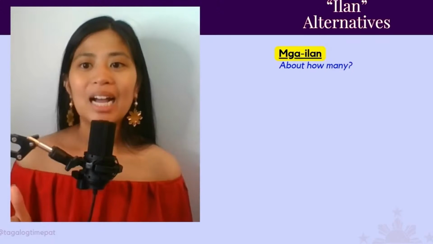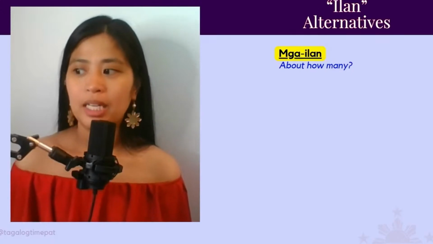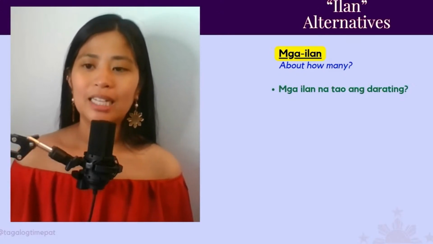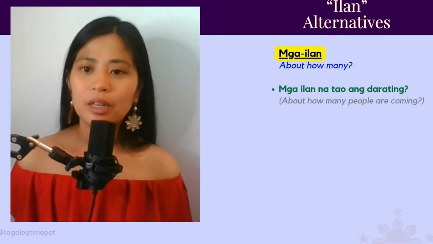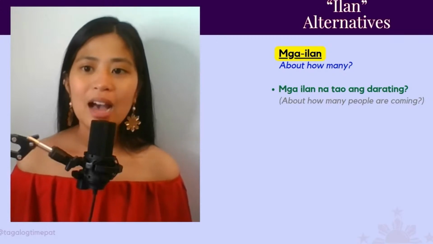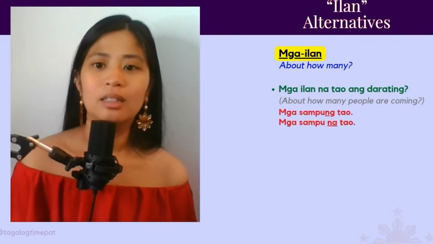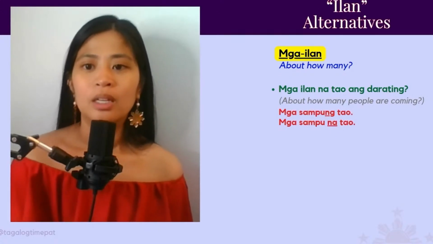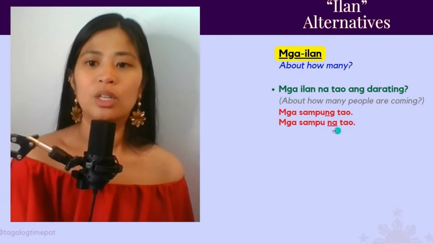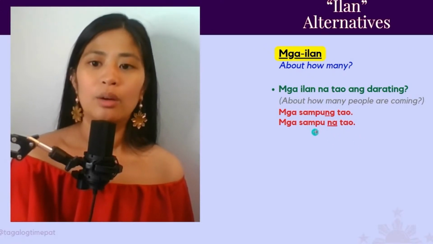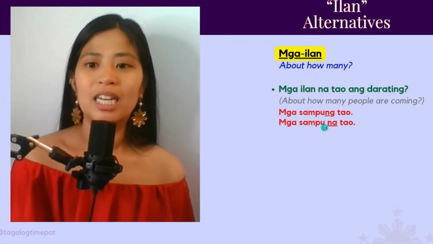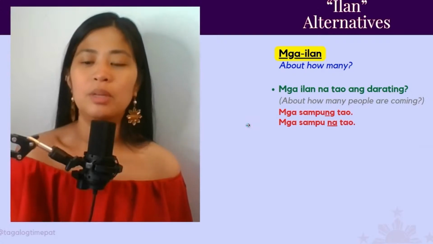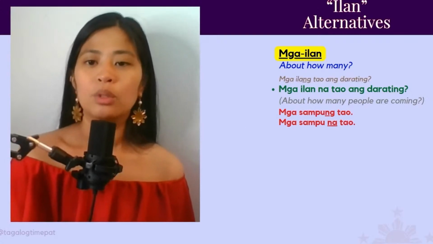And lastly, mga ilan means about how many. So, mga ilan na tao ang darating? About how many people are coming. You could say mga 10 tao or mga 10 na tao. There's the contraction that you can make when the adjective or when the number ends in a vowel. Just add the ng at the end. So about 10 people, mga 10 tao.